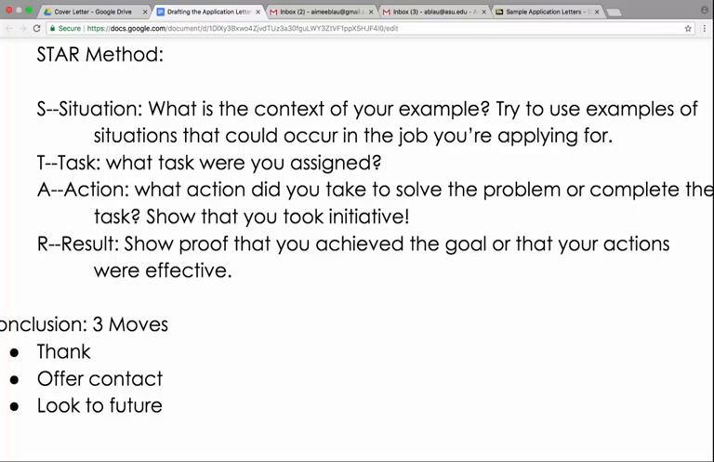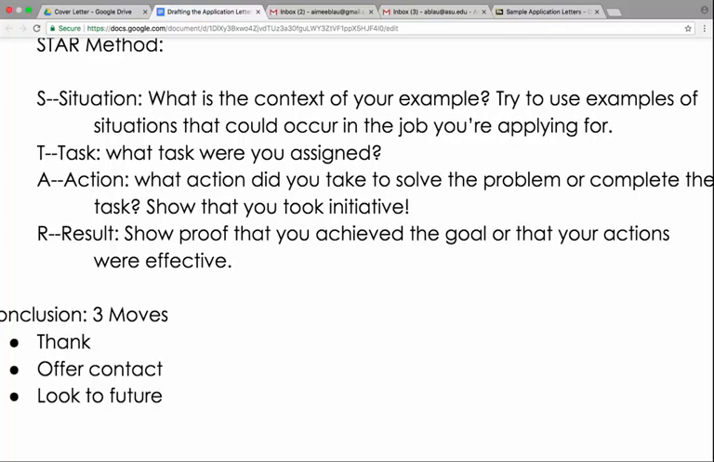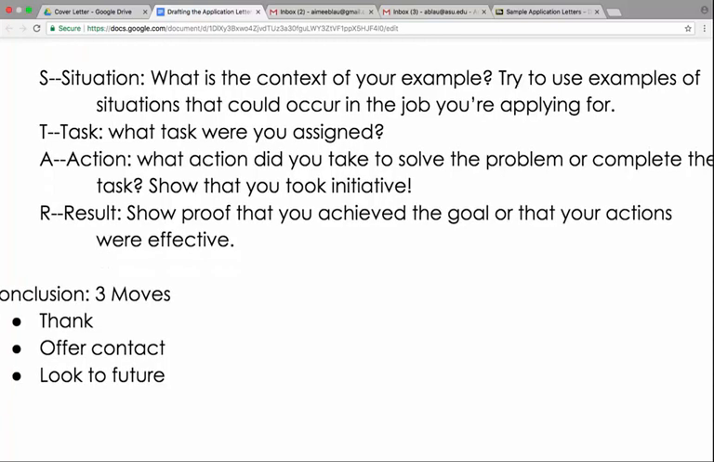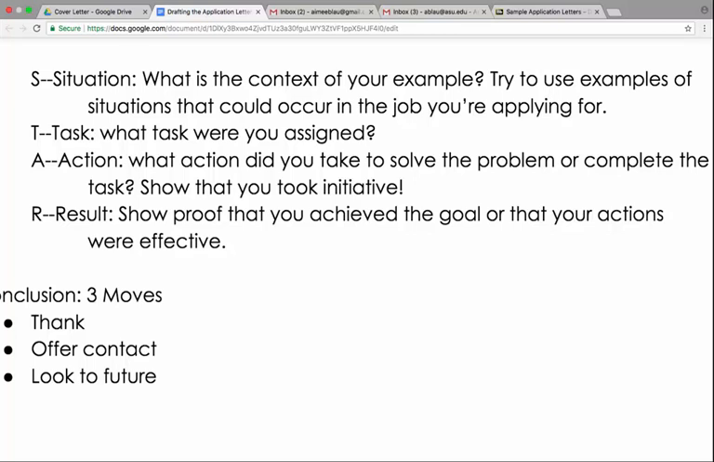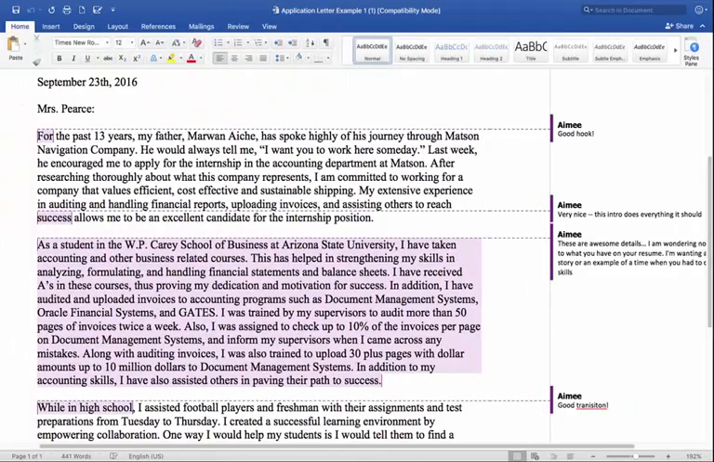Then you're going to explain what task you completed or what task you were assigned. You're going to explain what action you took to solve the problem or complete the task. And you want to show that you took initiative. You want to show your unique skills, your creativity. You want to show some personality here. And then the last thing you want to do is show the results. So you want to prove that you achieved the goal or that your actions were effective. So let's look at an example here.